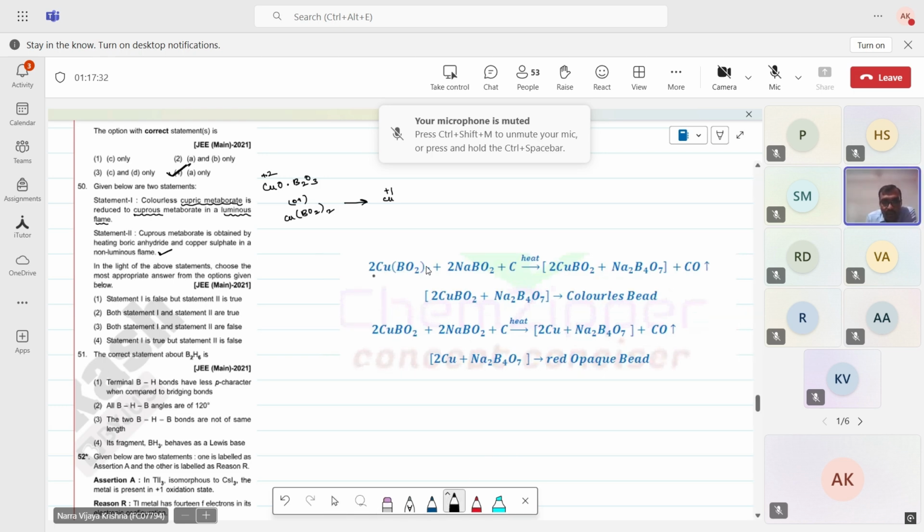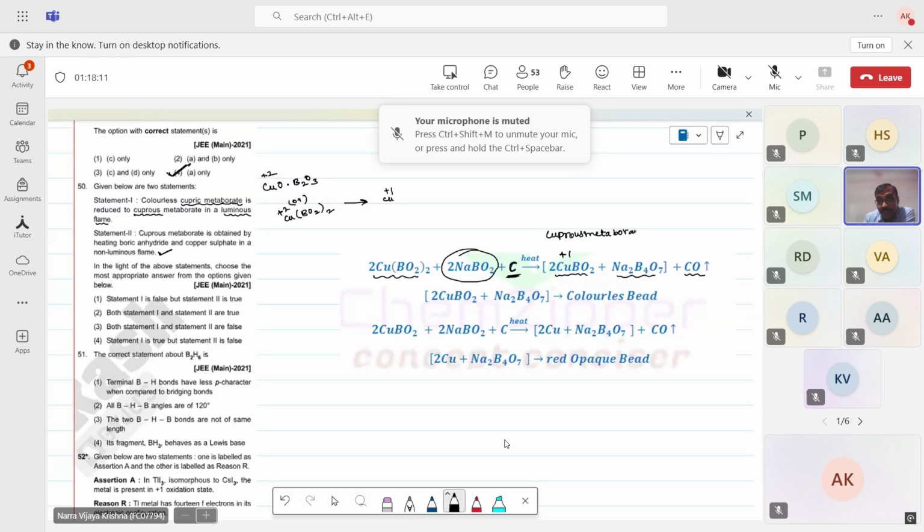First, what did you get? Copper metaborate, right? If it is luminous flame, unburnt carbon is there. That with sodium borate, what are you getting? CuBO2, borax and carbon monoxide. Correct? What is the oxidation state of copper here? +1 or not? Here copper was in +2 state, and now it is +1. This is called cuprous metaborate.